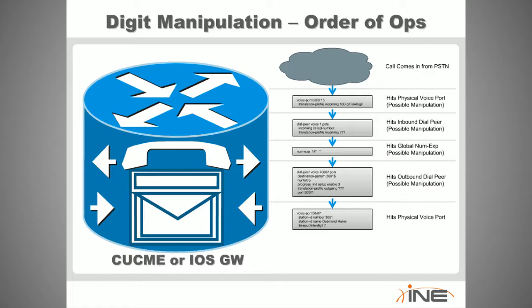Okay, so there are other different types of digit manipulation that we can do outside of voice translation rules, and then also outside of number expansion, which we said always occurs after the inbound but before the outbound dial peer. Okay, and then the call alerts at the phone.